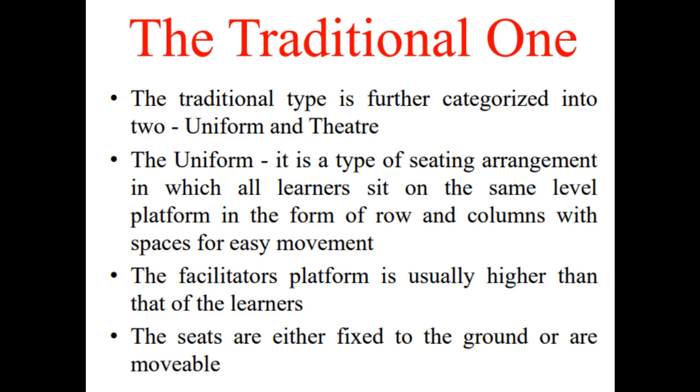The uniform is a type of seating arrangement in which all learners sit on the same level platform in the form of rows and columns with spaces for easy movement. The facilitator's platform is usually higher than that of the learners. The seats are either fixed to the ground or are movable.